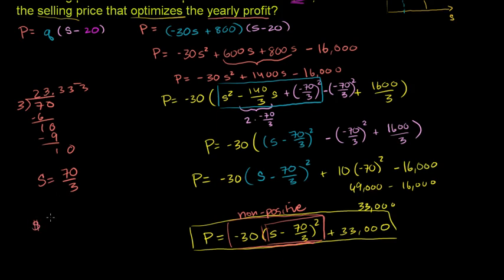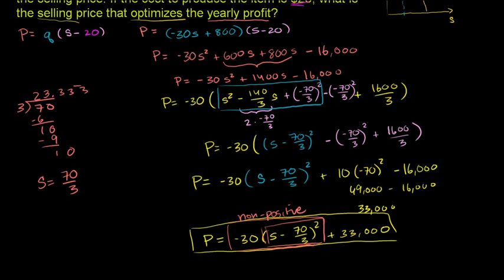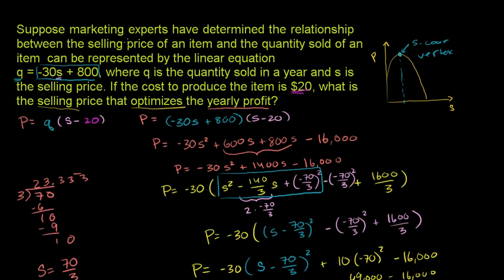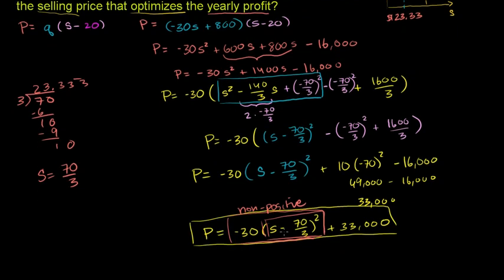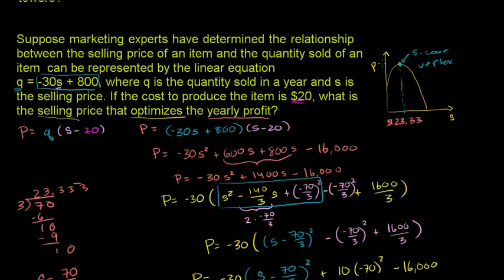Or you could say the ideal selling price is $23.33. So the ideal selling price, the selling price that optimizes our profit, is $23.33. And when you do sell for $23.33, this whole thing is going to be 0, and your profit is going to be $33,000. So at that point, your profit is going to be $33,000 for the year.